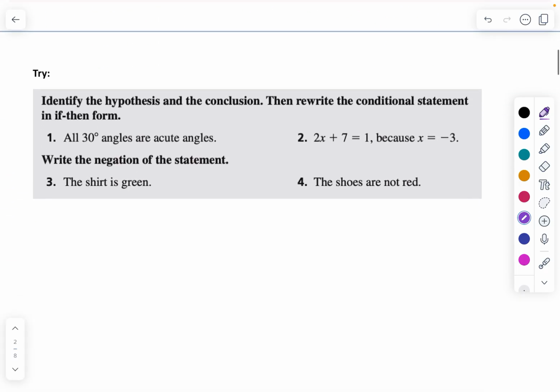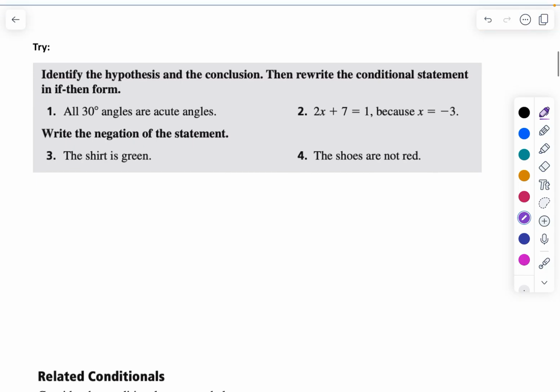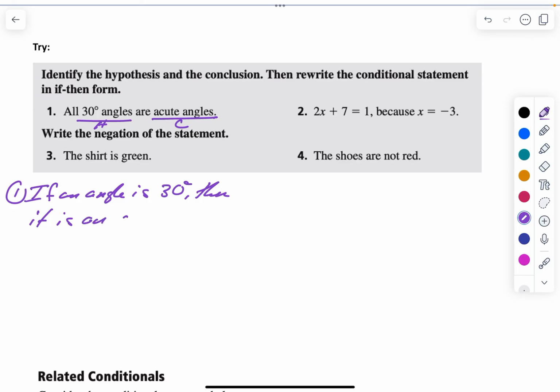All right, so here are some for you to try. If you're watching the video, pause it, do it, then push play so we can do it together. Okay, so all 30-degree angles are acute angles. If you have a 30-degree angle, then it's an acute angle. So let's put that as number one. If an angle, remember we always want to use good English, is 30 degrees, then it is an acute angle.